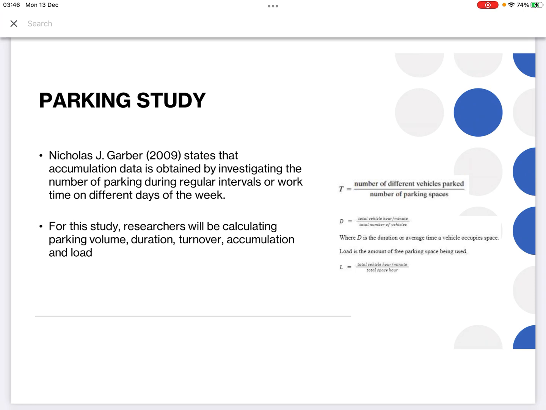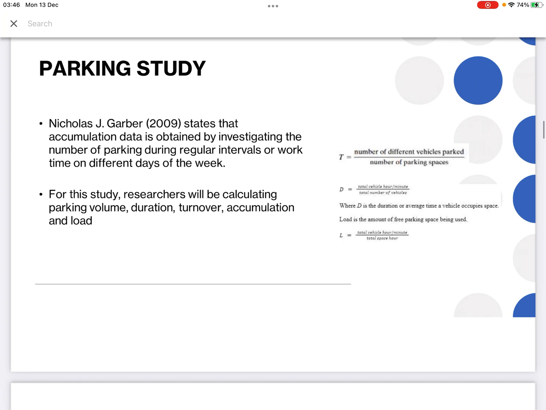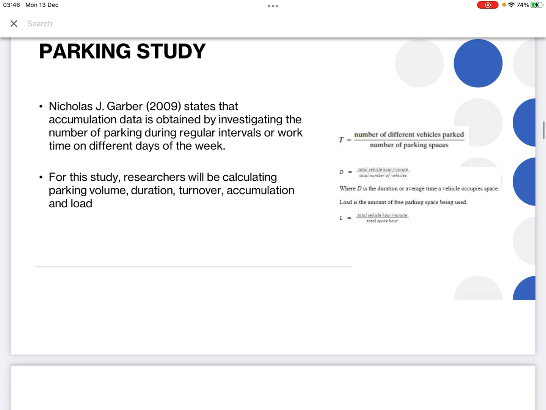Parking study. Garber stated that accumulation data can be obtained by investigating a parking lot over time. For this study, researchers will calculate parking volume, duration, turnover, accumulation, and load. Here T is turnover, D is duration, L is load.